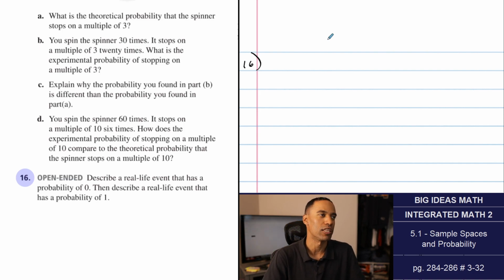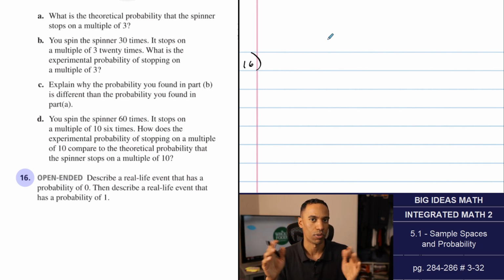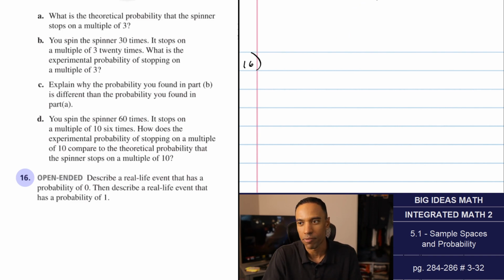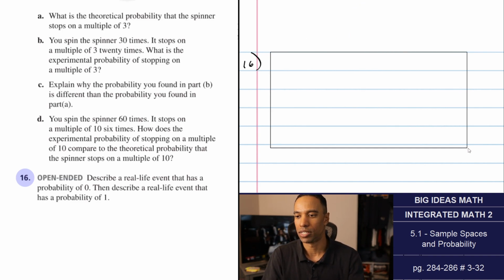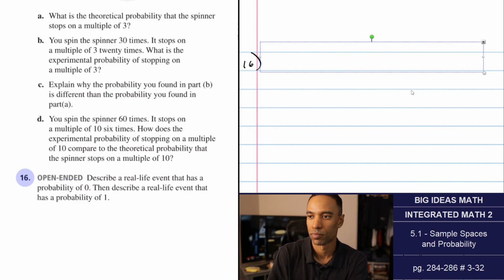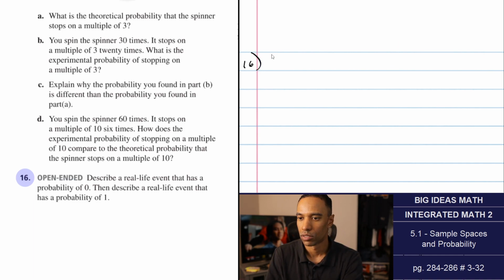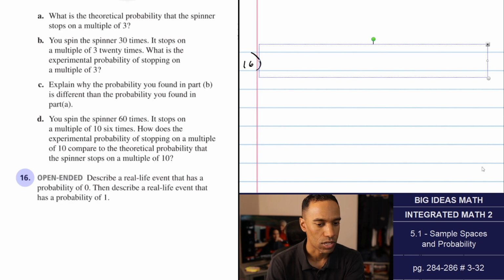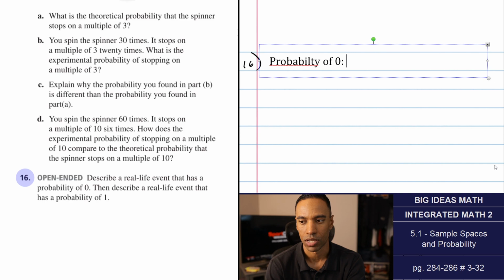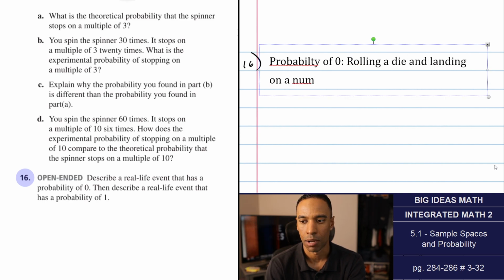I think they want mathematical kinds of things that we're talking about, rolling a die, flipping a coin, things like that. So let's just talk about it like that. What's an absolute certainty? What's an absolute impossibility? I'll be very generic with this. Rolling a die. Okay, real-life event with probability of 0, that's 0% certainty: rolling a die and landing on a number greater than 6.